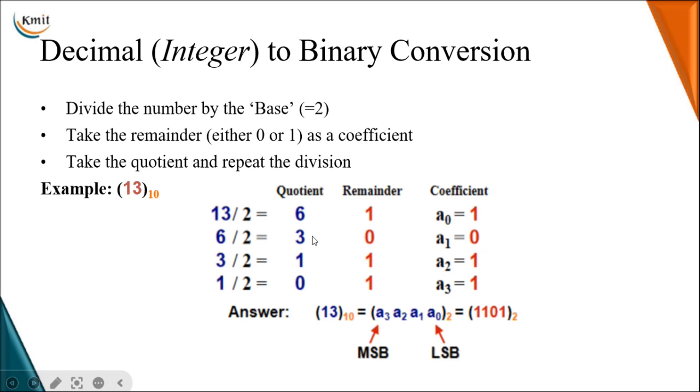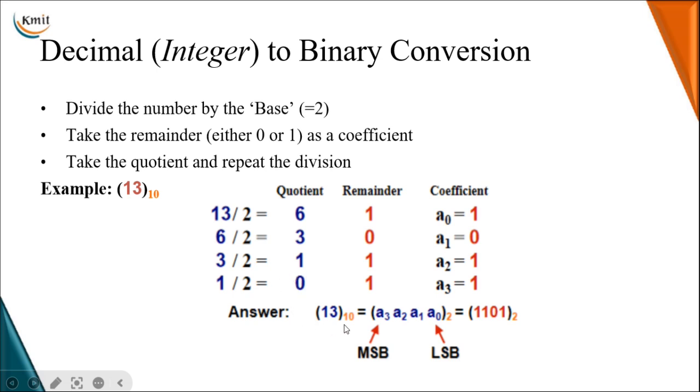Next, we take the quotient 3 and divide by 2. The quotient becomes 1 and the remainder becomes 1. So we take that as a2 equal to 1. Then 1 divided by 2: 2 zeros are 0, so 1 minus 0, the remainder is 1. So your quotient becomes 0, which indicates the conversion is completed.